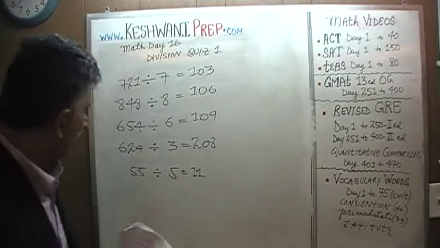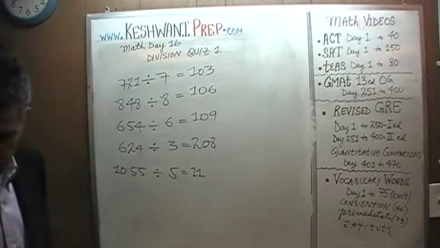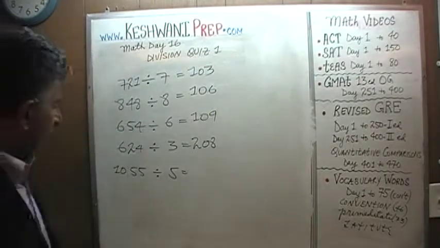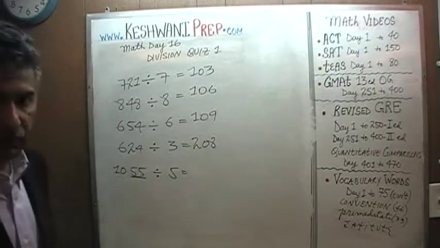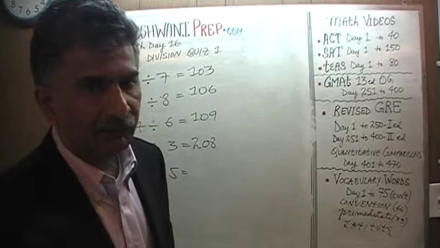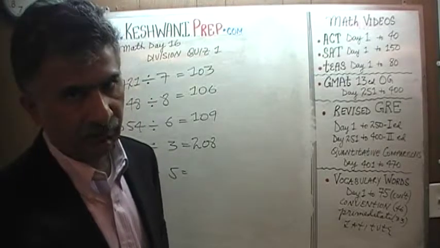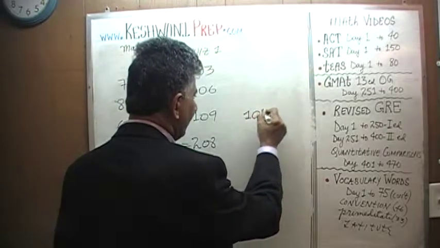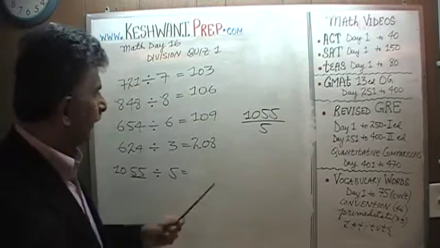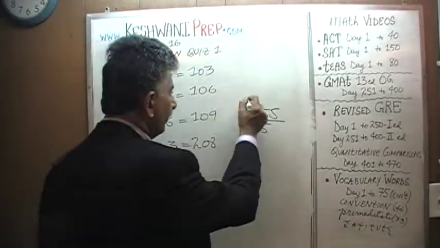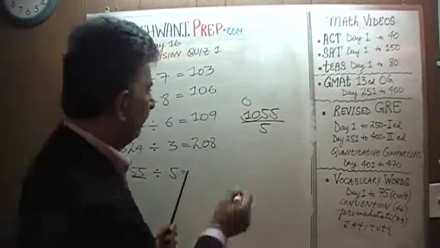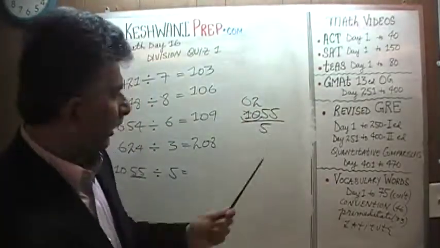Let's do one more, the last one. How about 1055 divided by 5? Before we even do the work, we realize that before we had 55, we just added 1000 to it. Question is, how many 5s in a 1000? 1000 has 100 tens, therefore it should have 200 fives. Let's find out. 1055 divided by 5. How do we do it? It's very simple. How many fives in a 1? 1 has no fives. That 1 goes and joins the 0 and becomes a 10. How many fives in a 10? 10 has 2 fives.